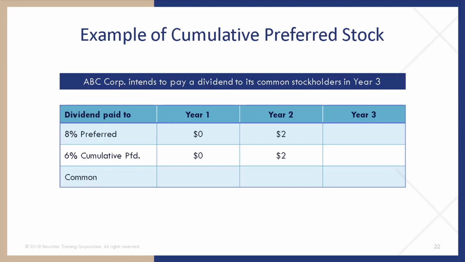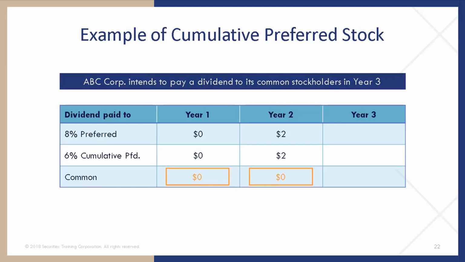In year 1 was not a good year. They were supposed to pay an $8 dividend to the 8% preferred, and the reason I got $8 is 8% of $100, which is par value. 6% of $100 is $6. So in year 1, they paid no dividend to the preferred shareholders, and of course, since they didn't pay preferred, common received nothing. Year 2 was a little bit better of a year, but not as bad as year 1. They were supposed to pay 8, they paid 2. They were supposed to pay 6, but only paid 2.